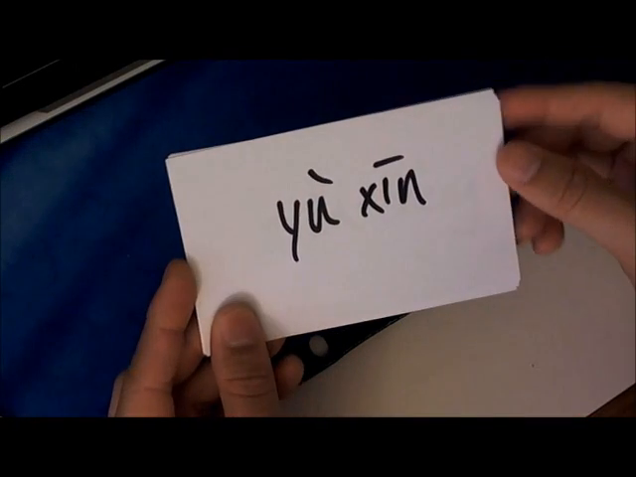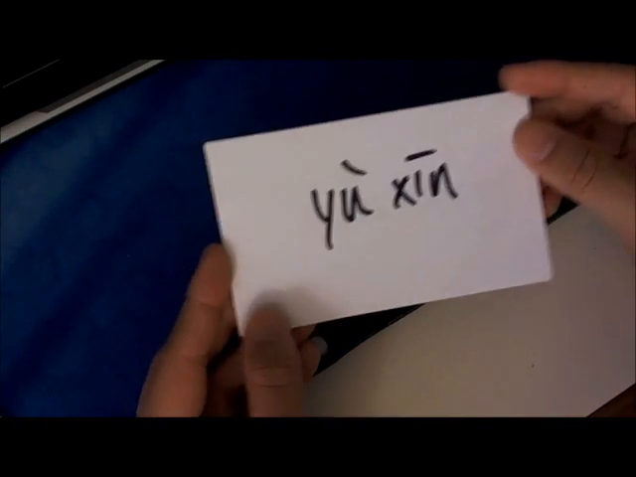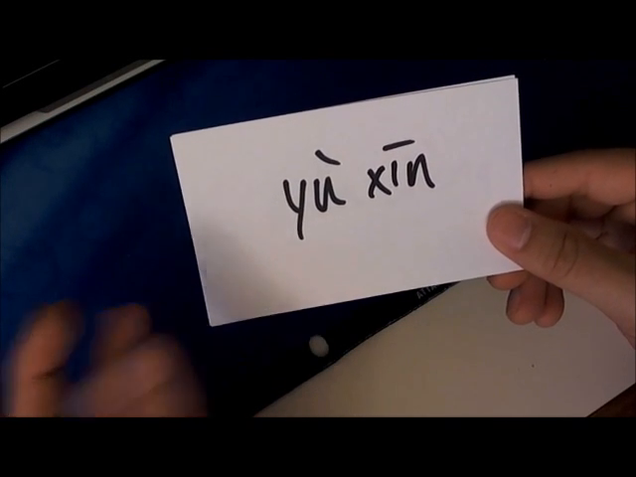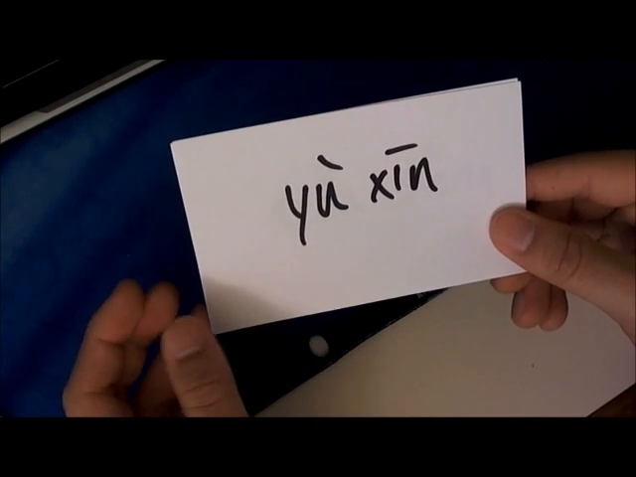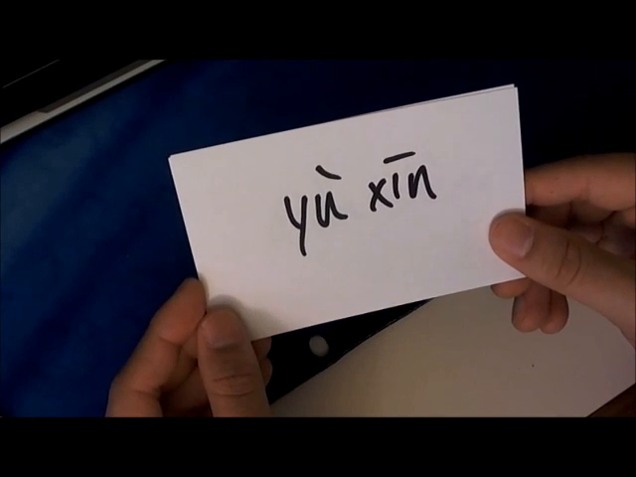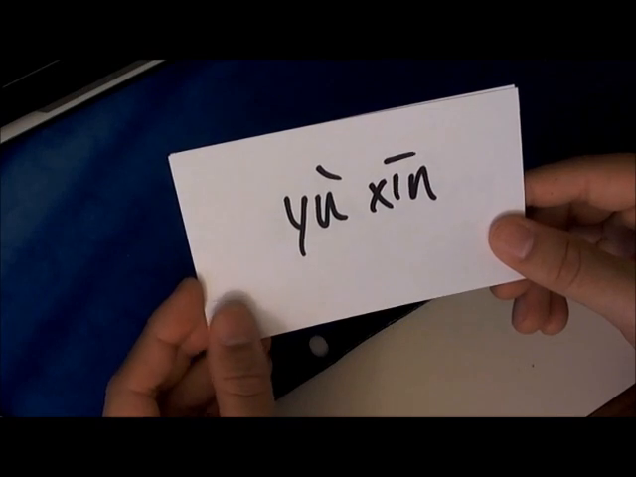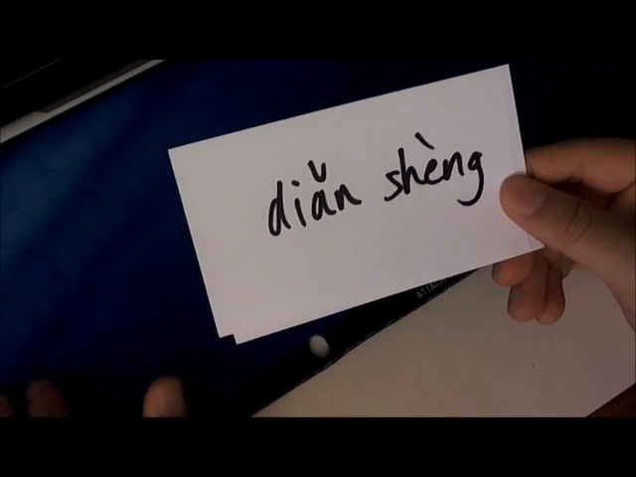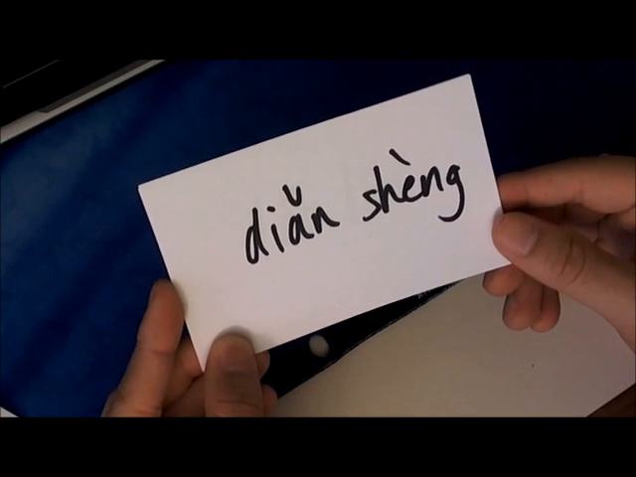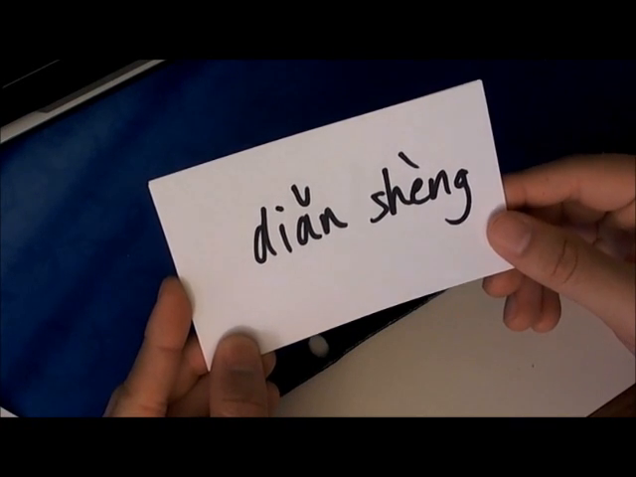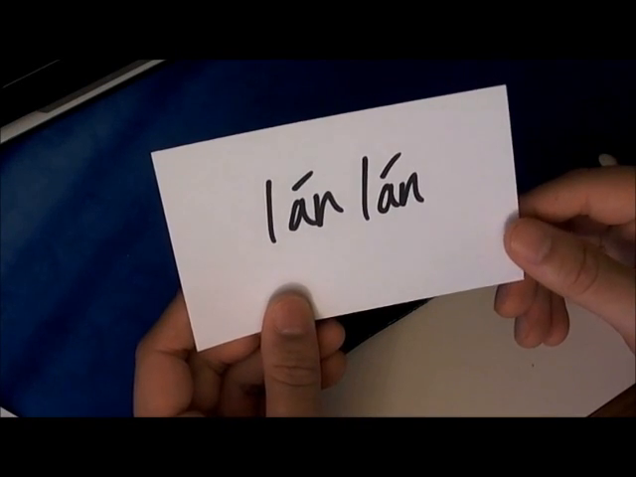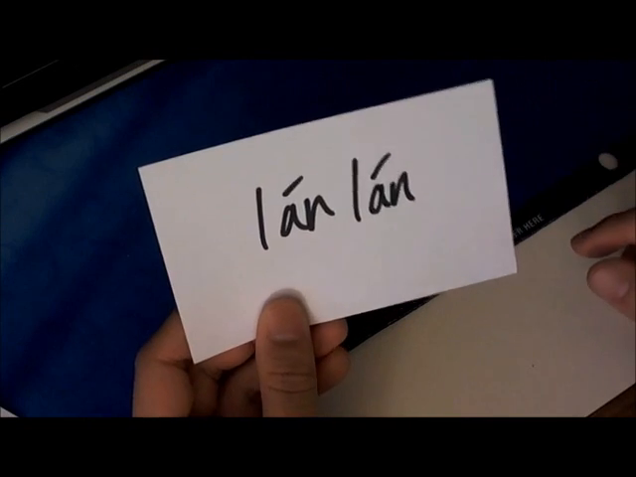The X pronunciation in Chinese is very different from the X in English. The X kind of sounds like a thin S, but not really. At the same time, it's a really unique sound. It's xin, yu xin, kind of like that. Yu xin. And this one, DianSheng, DianSheng. And this one, Lan. So it's the same, Lan.